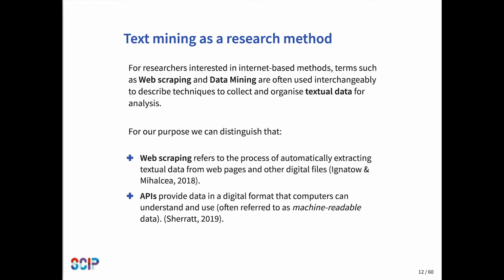It's probably worth making a distinction about these terms. Web scraping tends to refer to the process of automatically extracting textual data straight from web pages or other digital files. Now APIs work a little bit differently. APIs provide data in a digital format that computers can understand and use. Quite often you'll hear this referred to as machine-readable data.